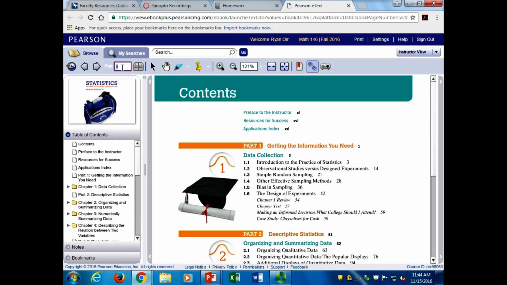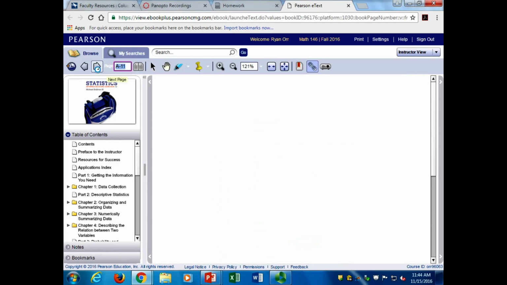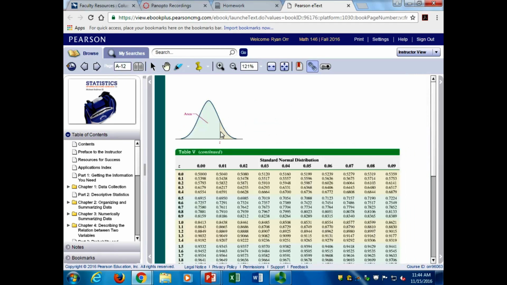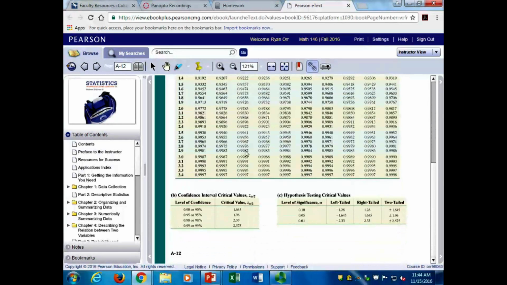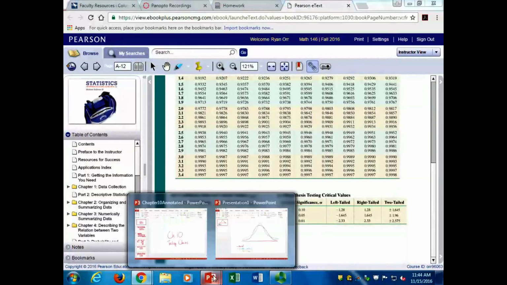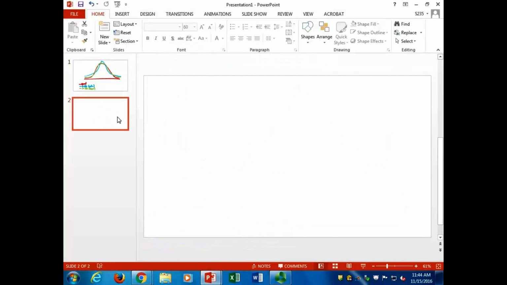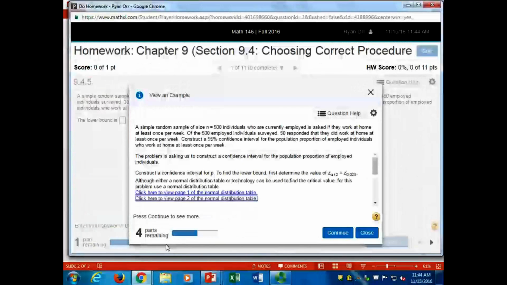Because there is one you have to be careful on. If you look at, because if you look down here, no, that's right. 2.575. Yeah, that should be fine. Okay, well, let's try this one then. So they're saying this is a proportion is what they're doing.